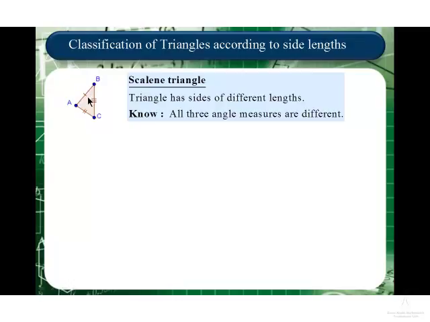Here we have indicated for the triangle ABC that all three sides have different lengths. And of course we know the angles will also be different in all three cases.